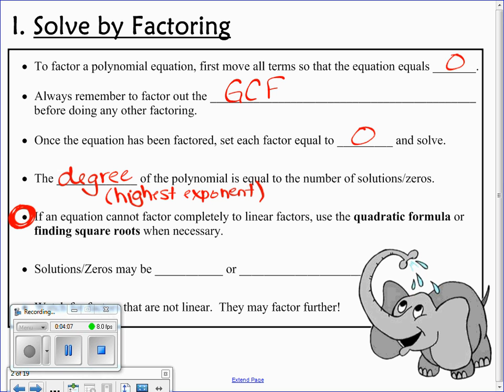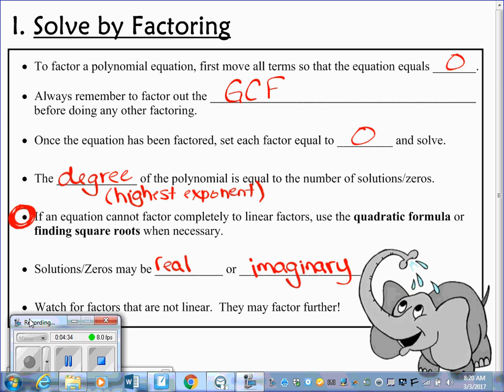Solutions or zeros may be blank or blank. I agree, positive or negative, but that wasn't what I was going for. There it is. That's what I was looking for. Real or imaginary. We've been dealing with real and imaginary for quite some time, so hopefully that's pretty second nature. And then make sure you watch for factors that are not linear.